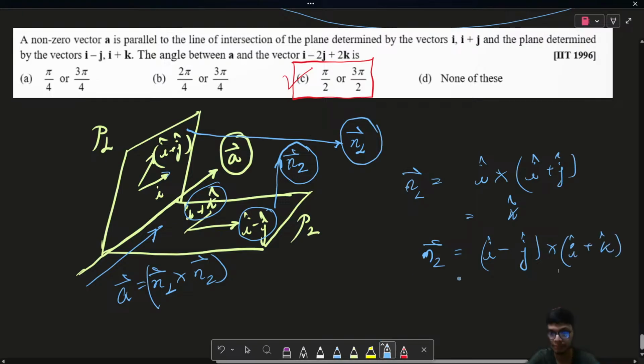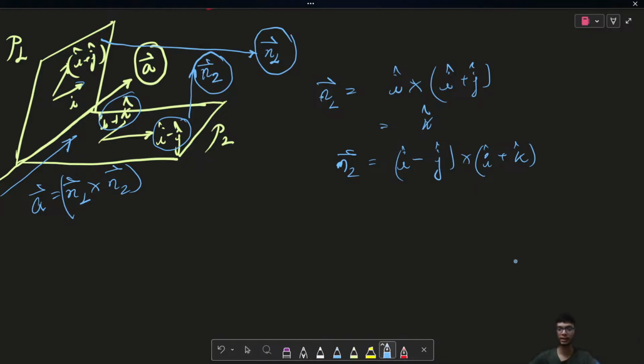So if you try to do this particular result, it is going to come out as minus j cap, and so minus j cross i is going to be minus of k cap, and j cap cross minus j cross k, or j cross k is going to be i, so minus of i cap. I hope you are able to get this normal vector. Right, so I got the vectors n1 and n2.